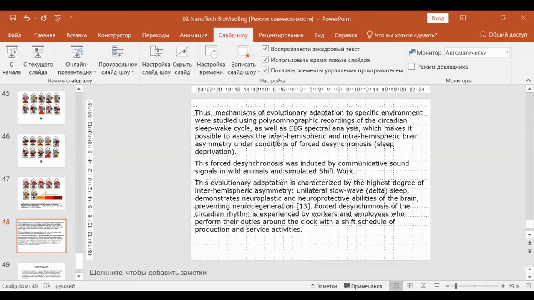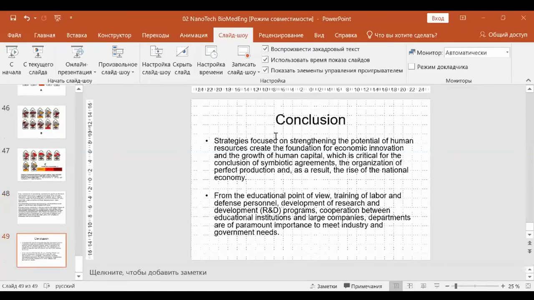Forced desynchronosis of the circadian rhythm is expressed by workers and employees who perform their duties around the clock with the shift schedule of production and service activities. Conclusion: strategies focused on strengthening the potential of human resources create the foundation for economic innovation and the growth of human capital, which is critical for the conclusion of symbiotic agreements and organization of efficient production, and as a result, the rise of the national economy.